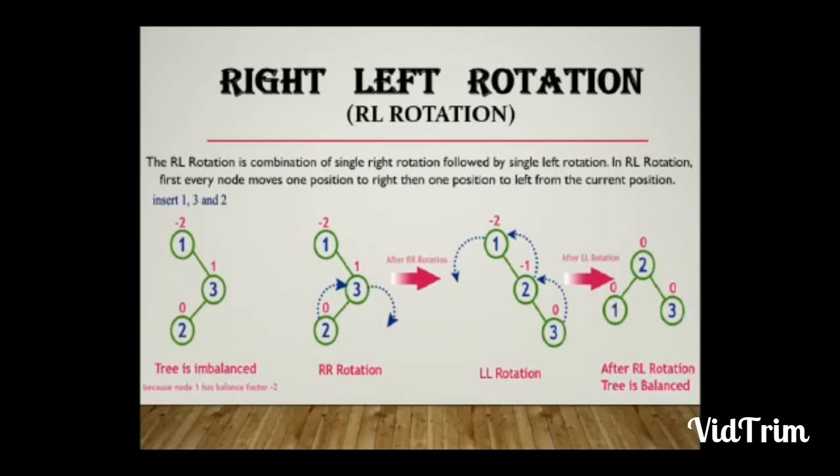Next is the right-left rotation, in which first we move the element to the right and then to the left. In the figure, you can see the balance factors are -2, 1 and 0. When we move the element 2 to the right, it becomes -2, -1 and 0. Then we move the element 1 to the left and it becomes 0, 0 and 0. Hence, the tree becomes an AVL tree.